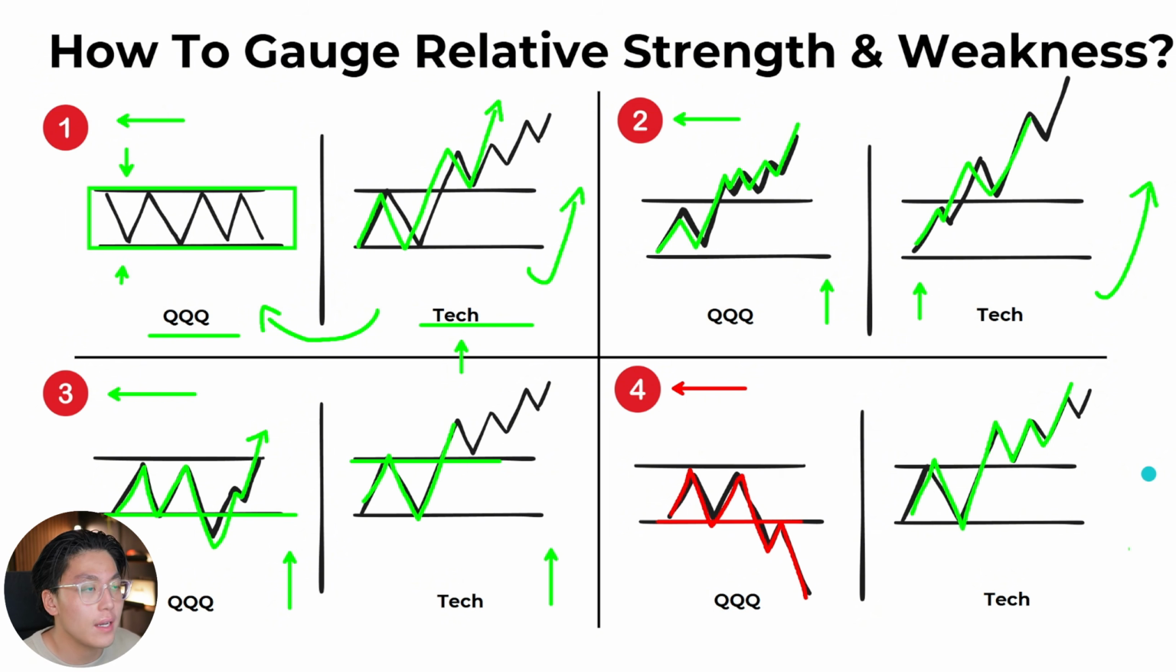So with this being said, we understand now the different scenarios that we will look for when gauging relative strength and weakness. Now we're going to go into each scenario more in depth. And of course, we're going to explain examples. And then at the end of the video, we're going to go over some live trading examples on how we use relative strength and weakness in real time. Now let's go on to the first scenario.